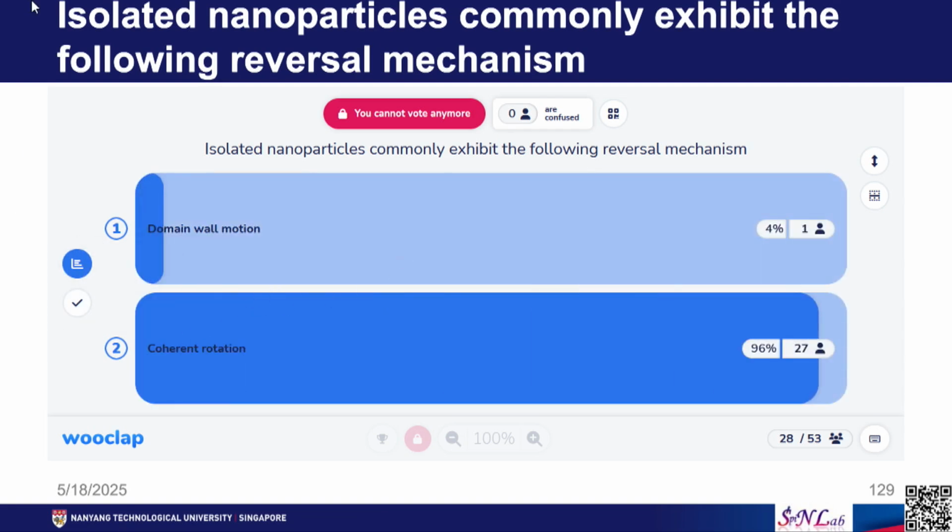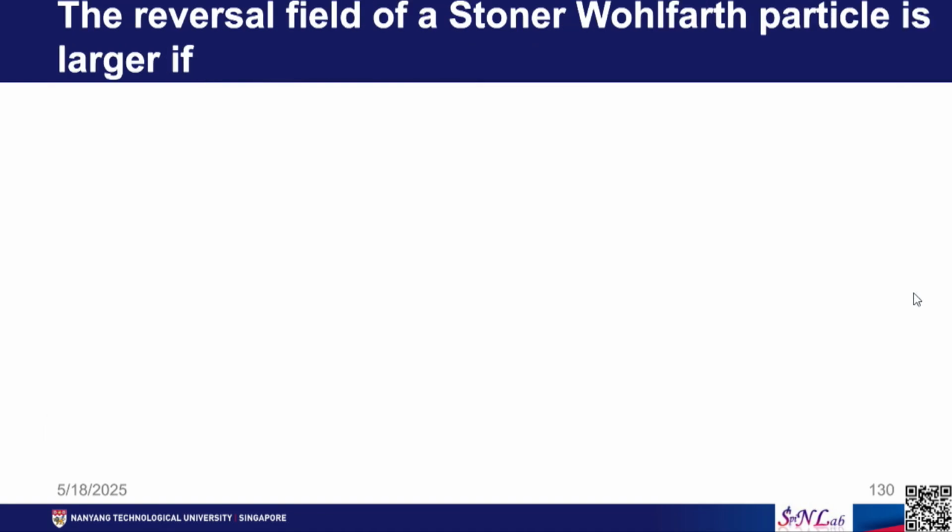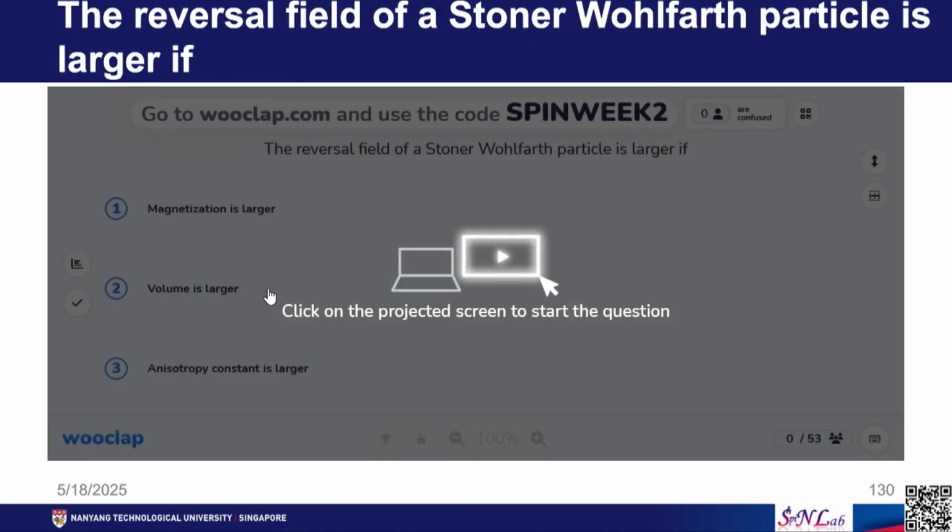Okay, the majority of you are right. So, when we have isolated particles, we will have coherent rotation, or the Stoner-Wohlfarth reversal mechanism. Next question.